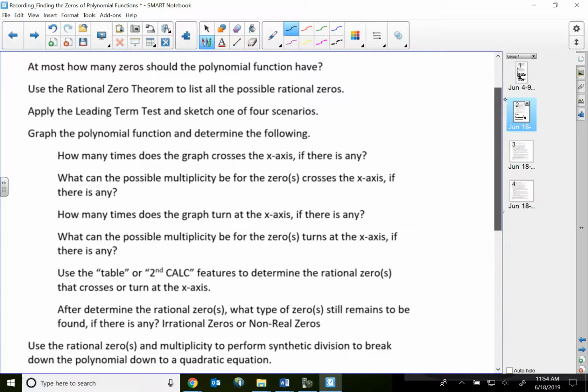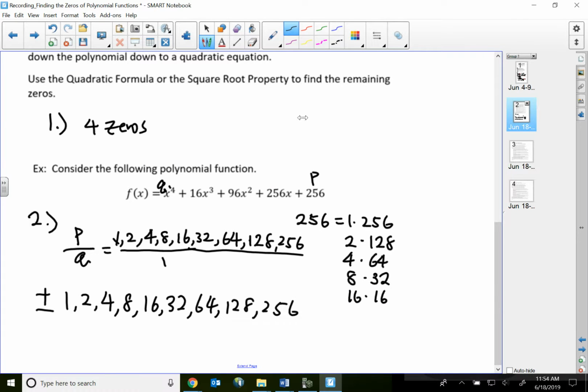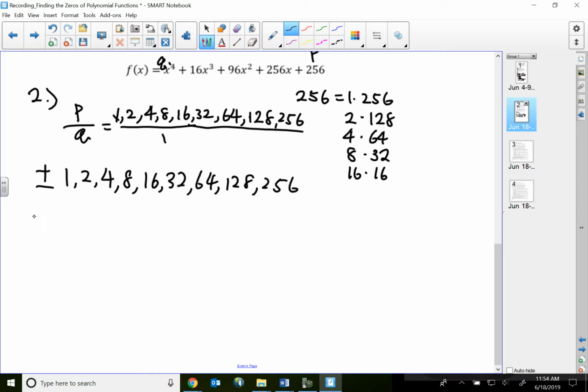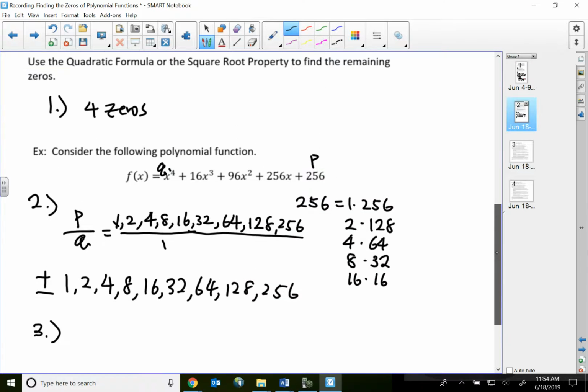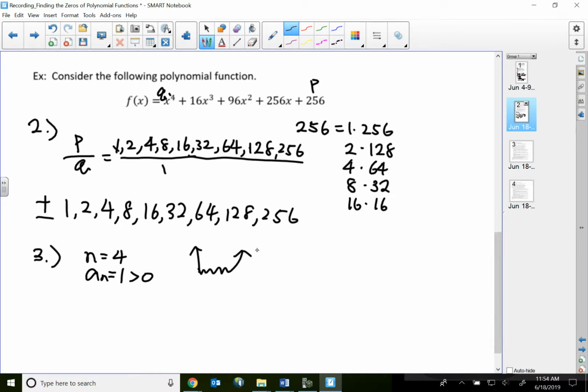All right, number 3, use the leading term test. My leading term test tells me my degree is given by my leading term, x to the 4th, so my n is 4. My leading coefficient is positive. So one of the 4 scenarios from the leading term test applies: right side goes up, left side goes up too. The y-intercept is crazy, way up there at positive 256. But as long as we know what the overall graph will look like, I think we're okay.